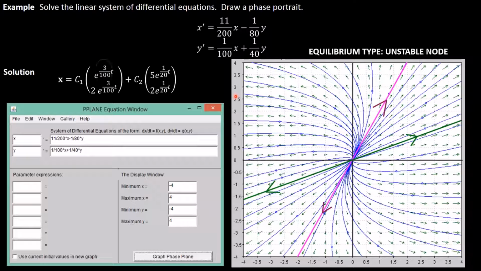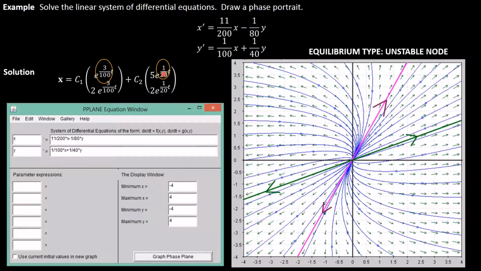Let's talk about the behavior of these solutions, which comes from basically two things. One is the eigenvectors, which I plotted, (5, 2) and (1, 2). The other is the eigenvalues, 3/100 and 1/20. Now notice that 1/20, or 0.05, is a bigger eigenvalue than 0.03, what we have over here. So the eigenvalue 0.05 corresponding to the eigenvector (5, 2), that's the green eigenvector, is dominant.